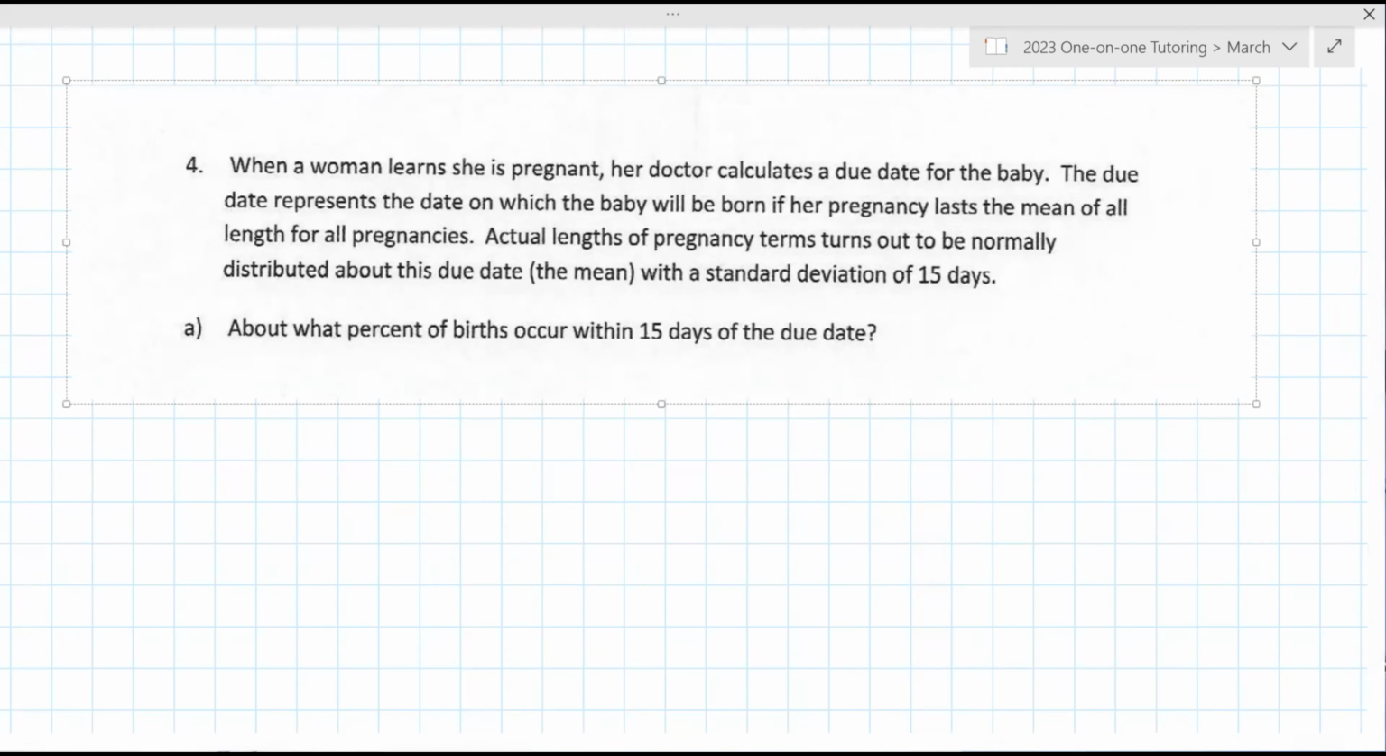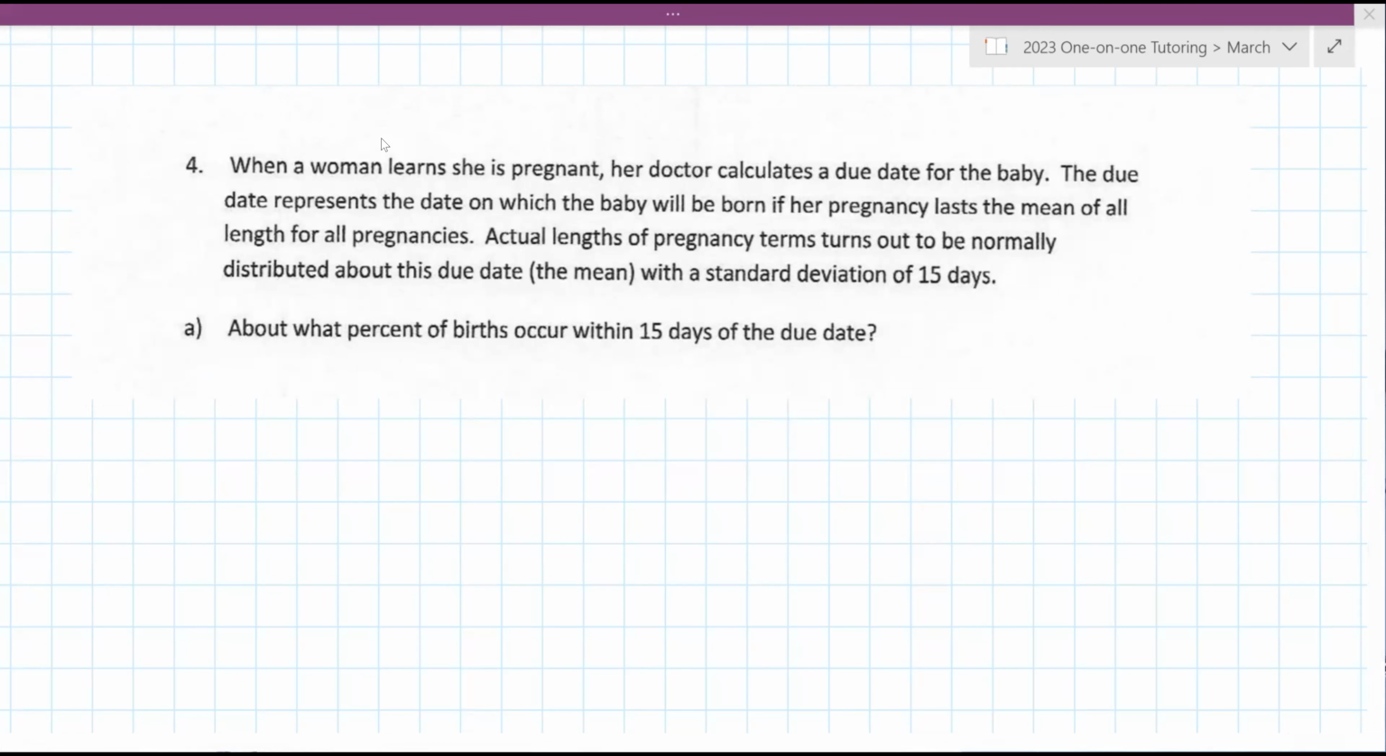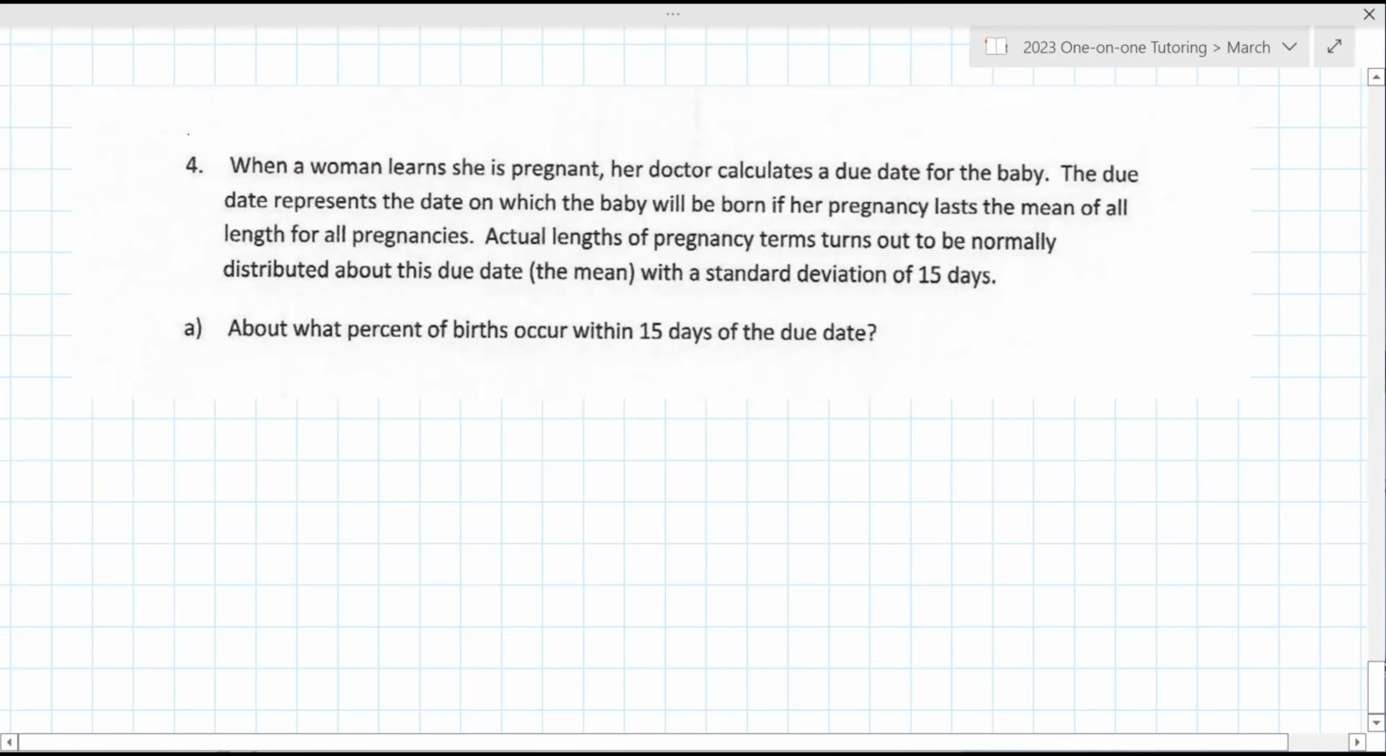So this one is, I guess, slightly different. Notice they're not giving you the mean. I don't actually know what it is, but it's around 9 months, so whatever, maybe 270 days. That doesn't matter, because what they're using here is what's called the empirical rule.